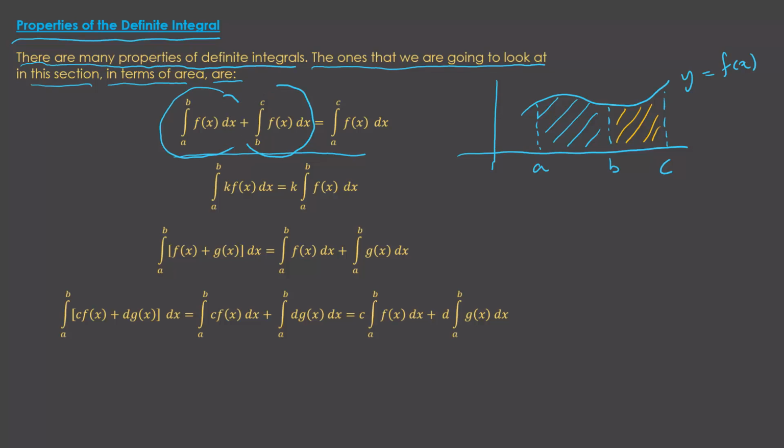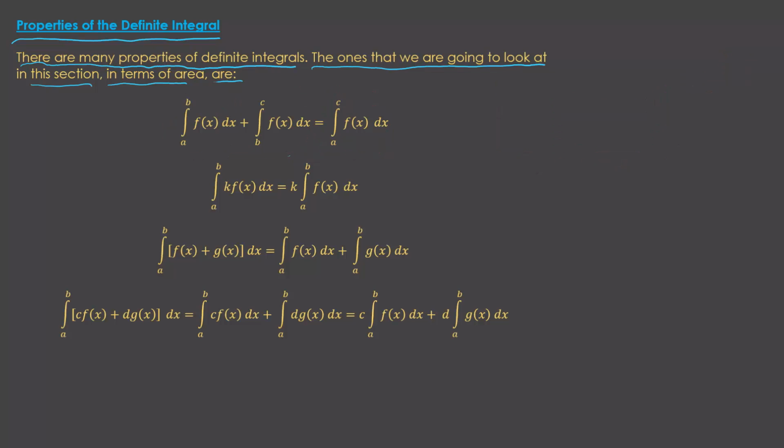So what this is saying is that if we add those areas, then what we get is the total area from A to C. So it's very straightforward. You just add two areas and get the sum of those areas. Now, let's look at the next bit.